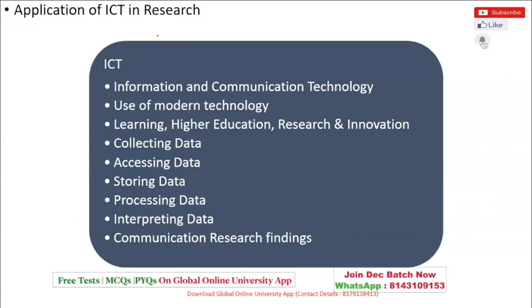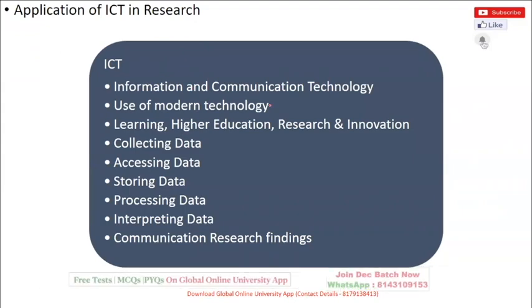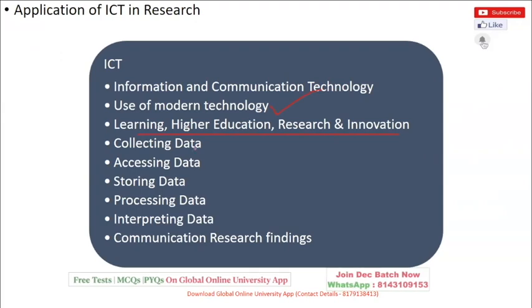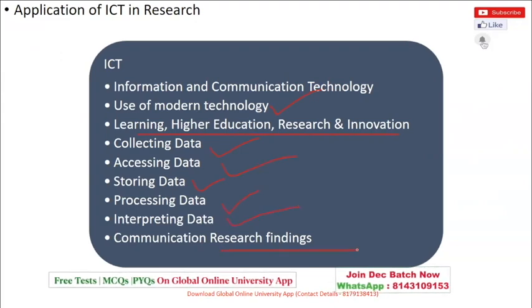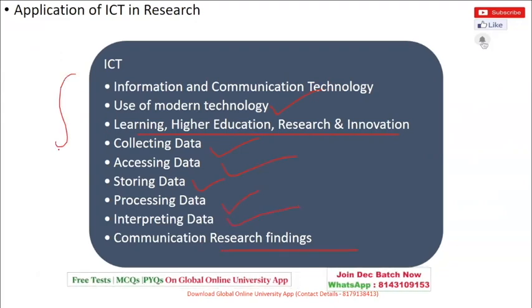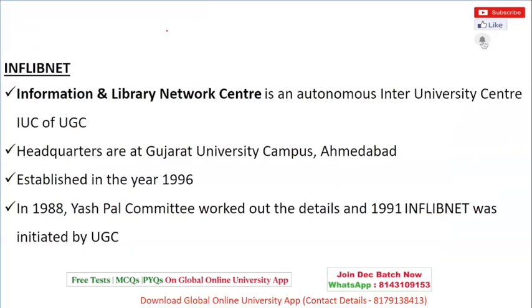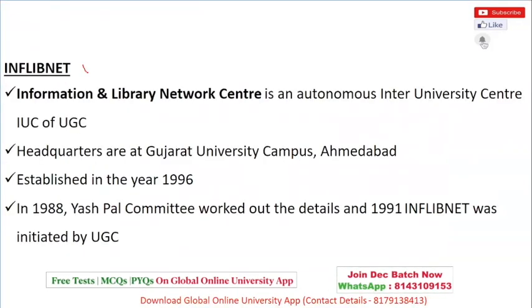Now, application of ICT in research is in the form of what? In the form of use of modern technology, learning, higher education, research, innovation, collecting data, assessing data, storing data, processing the data, interpreting the data, and communicating the research findings. So for all this, you require the application of ICT in research. So in that, let's quickly take a few examples.